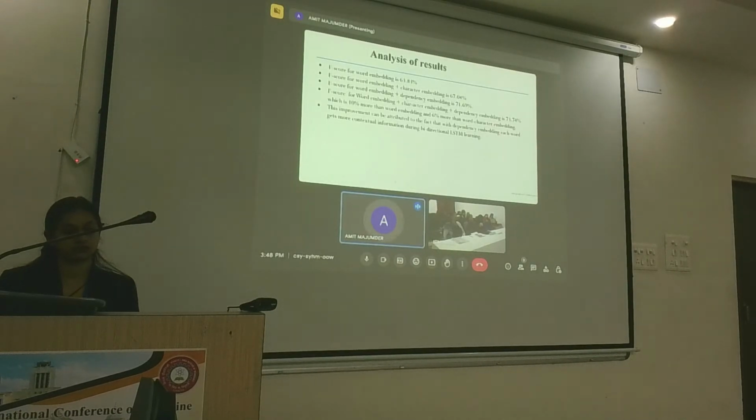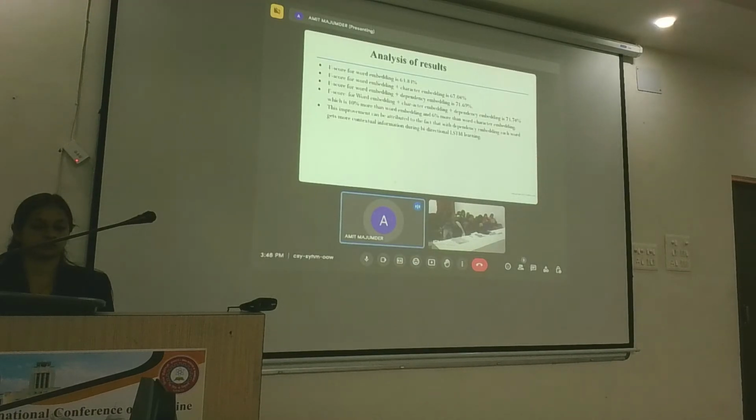If you consider the analysis with word embedding, the F-score value is 63.83. With word embedding plus character embedding, it is 67.04. And if you merge all three embeddings, the word embedding, dependency embedding, and character embedding, then it shows 73.74%. We find that it is an increase of 10% from using only word embedding.